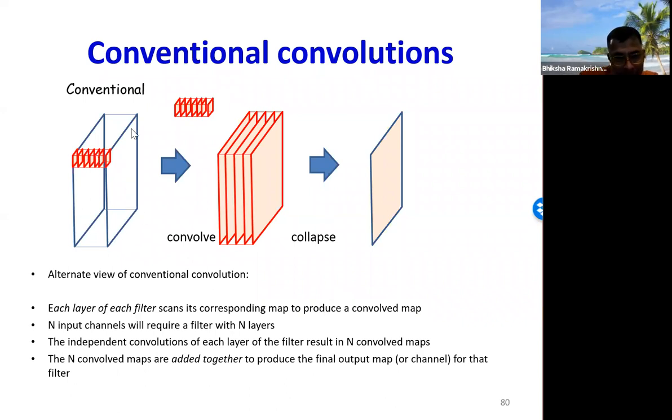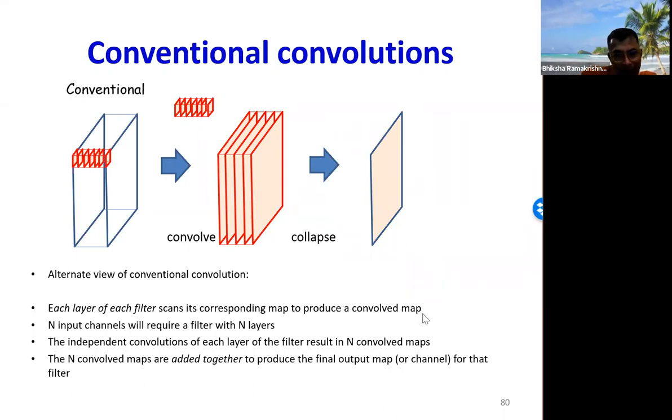We have a stack of maps in the input. You have a filter. That filter is going to have one plane for every one of these maps. Now, when you perform the convolution, each plane of the filter is convolving the corresponding input map. So the first plane convolves the first map, the second plane convolves the second map. And so you're going to get a collection of convolved planes, one from each of these maps convolved with the corresponding plane of the filter. And then you sum all of these up to get your final output.